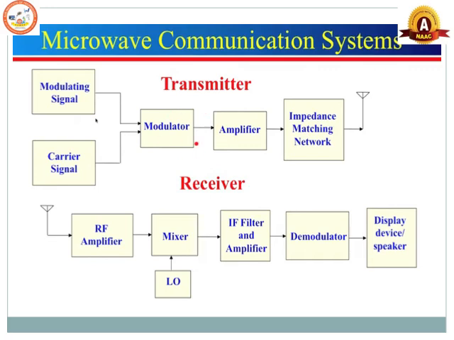After modulation, it will be amplified and then sent to the impedance matching network. Then there is the antenna, from which it will be transmitted to the receiver section. In the receiver section, we have an RF amplifier, the radio frequency amplifier. Then we have a mixer, which combines the RF signal with the local oscillator signal, and that results in a signal which has to be filtered and then amplified again. Finally, we demodulate that signal and send it to the display device or to the speaker.